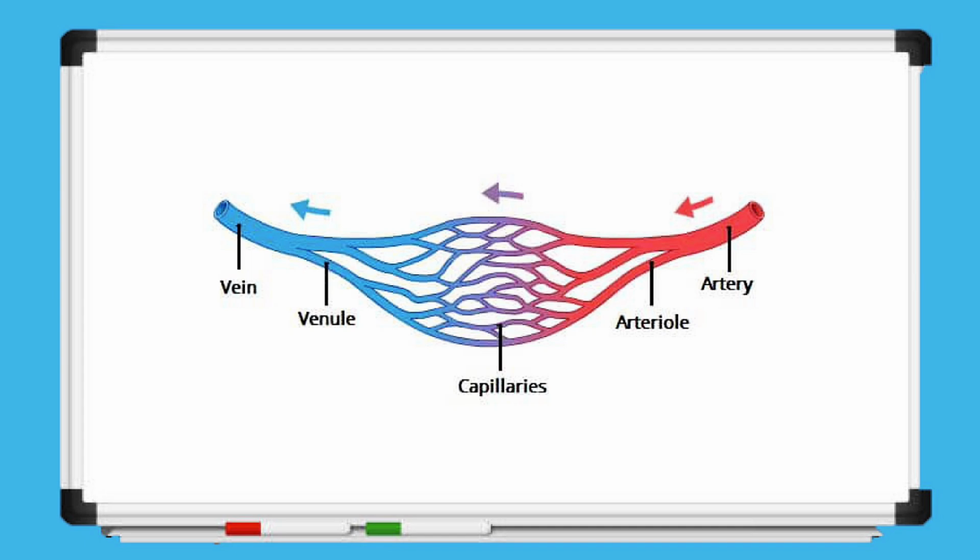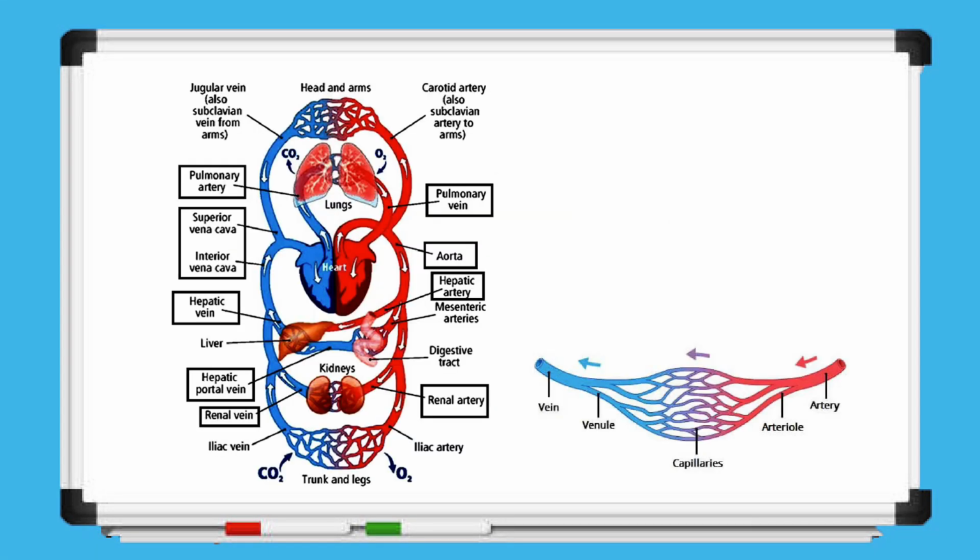Take a look at the diagram of the blood vessels. This shows how they are arranged and how blood flows through the 5 main types: arteries, arterioles, capillaries, venules, and veins. Blood leaves the heart through arteries, which branch into smaller vessels called arterioles. Arteries generally carry oxygenated blood away from the heart to the body's tissues, with the exception of the pulmonary artery, which carries deoxygenated blood to the lungs.